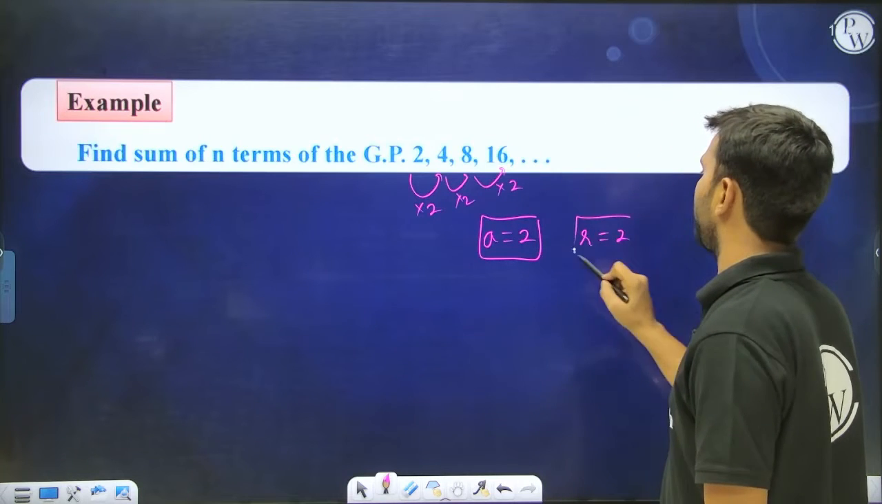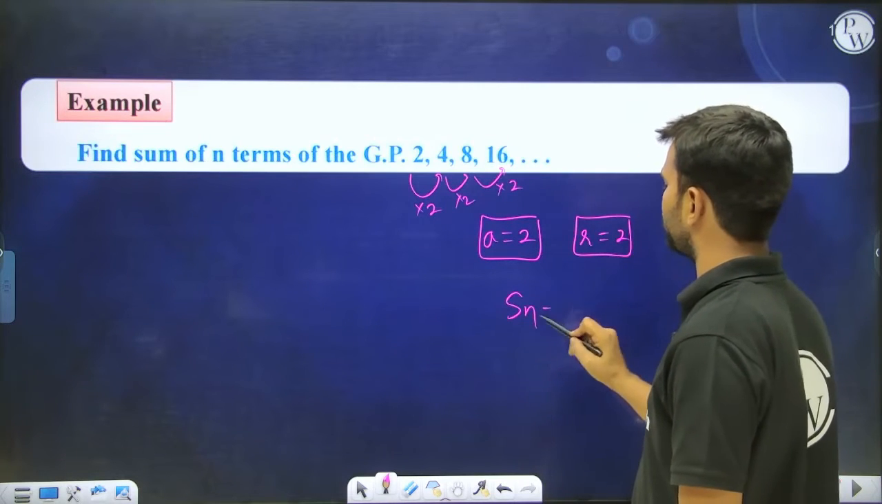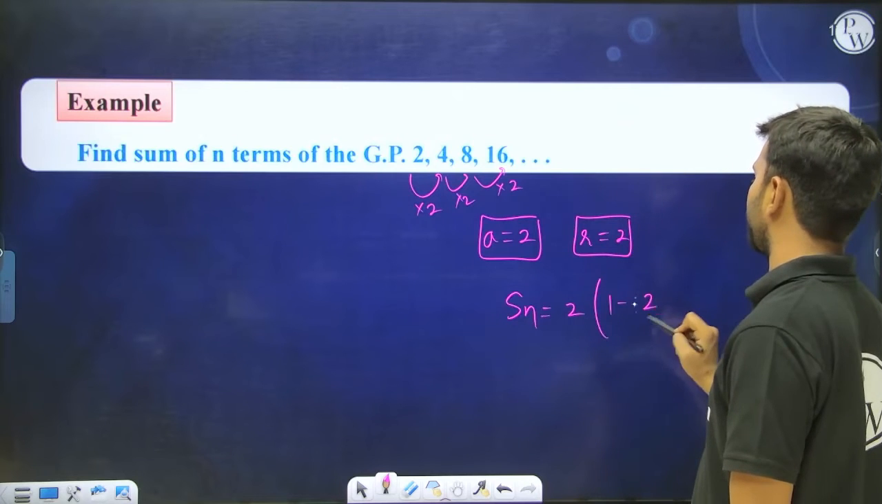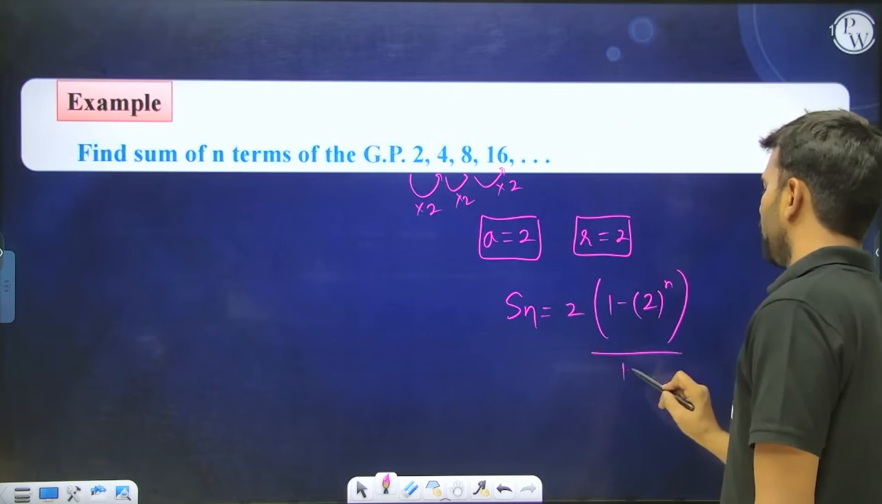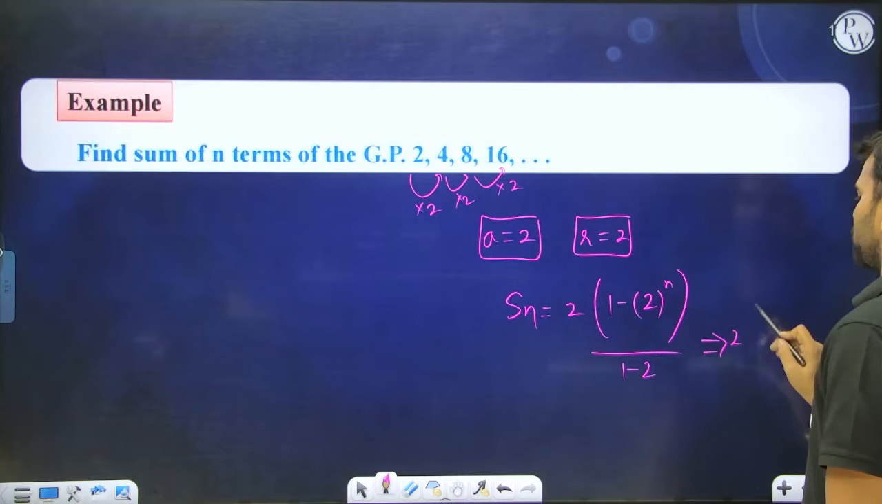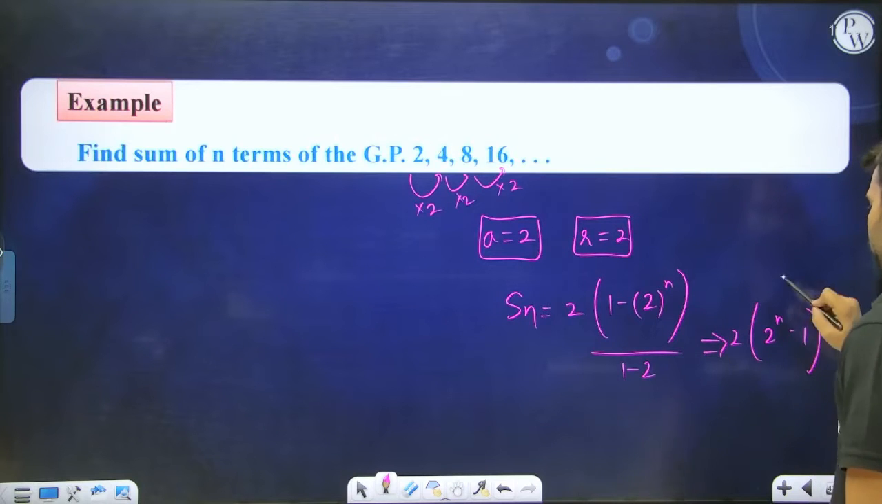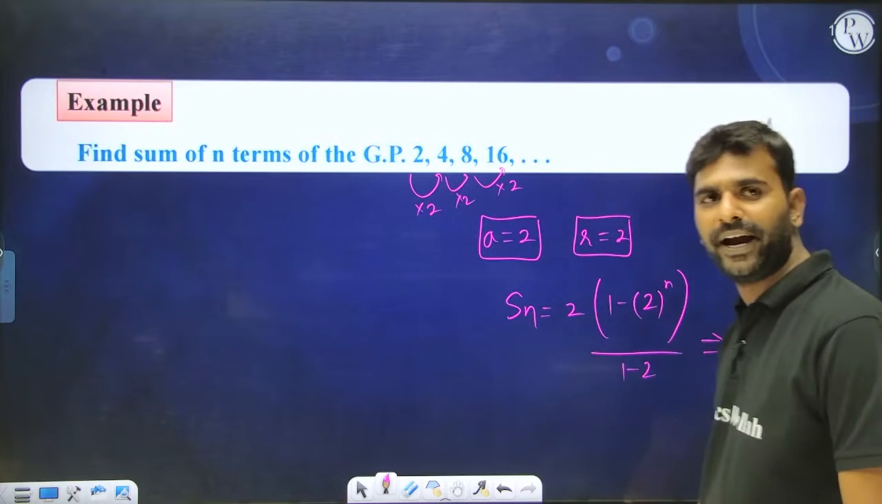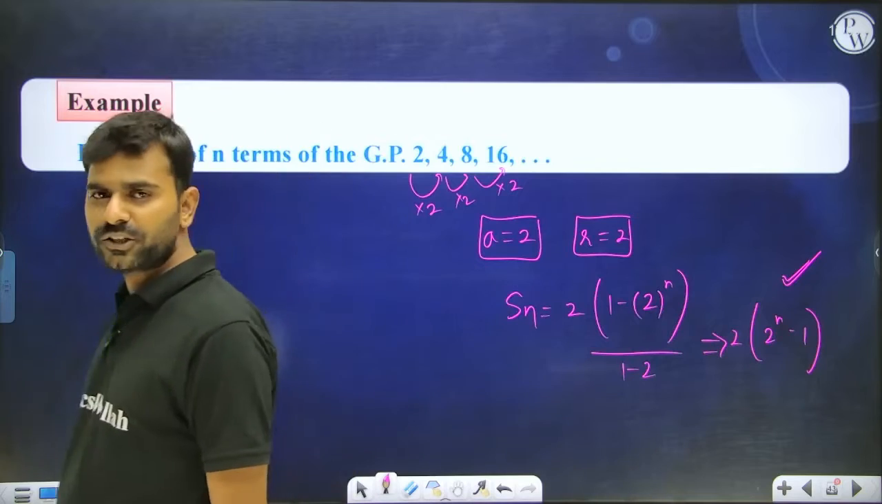What is the first term of the AP? 2. Okay, how to write down the sum of n terms of the GP? 2 times 1 minus common ratio to the power number of terms upon 1 minus common ratio. So we can write this particular thing like this as well. So this is our summation of n terms of a GP in this particular case.